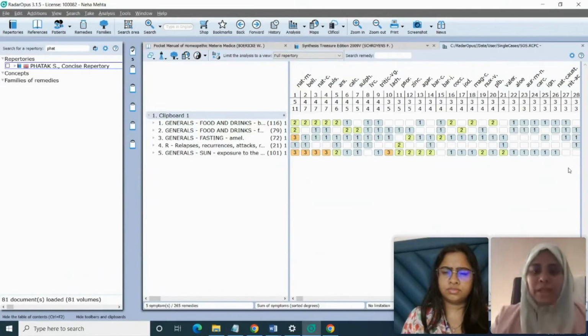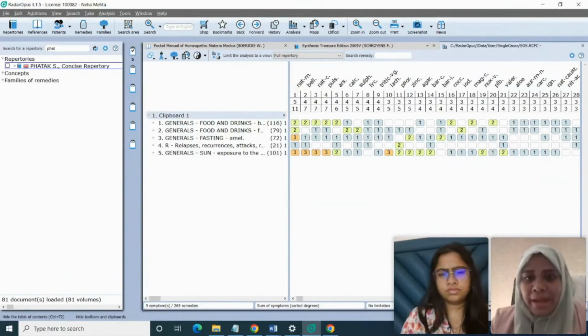So no, and then it's gone. I have deducted the remedy. Now, which are the remedies that I can really put my focus on? So I have natrum mur, natrum carb, mag carb. Now, she can fall into this category.